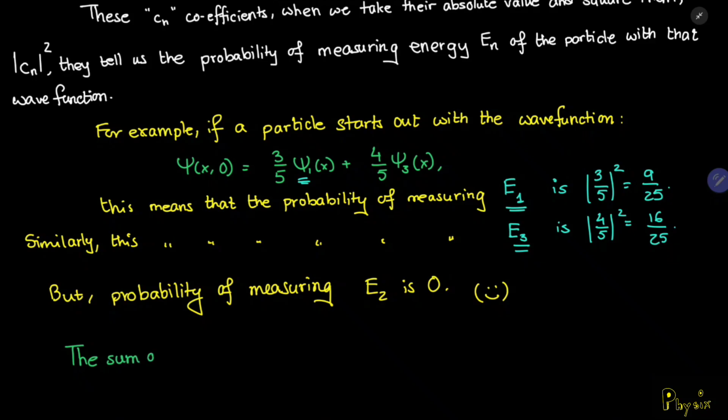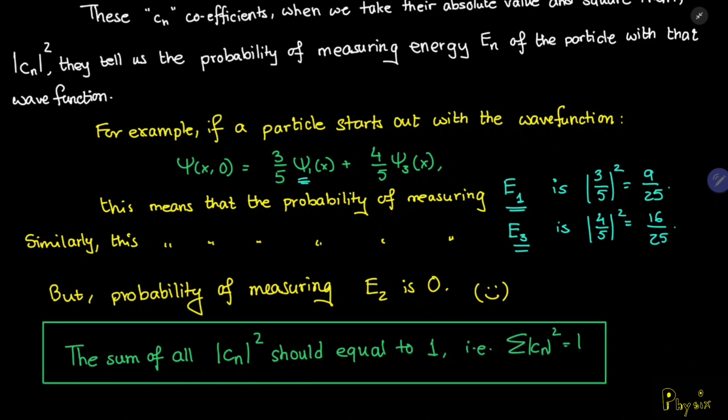Also, one important thing that you can notice over here is that the sum of all absolute value of c sub n squared should equal 1. You can also notice this in this case, where our particle started off with this particular wave function, and if you take the sum of the squares of c1 and c3, you get 9 all over 25 plus 16 all over 25 is 25 all over 25, which is basically 1.